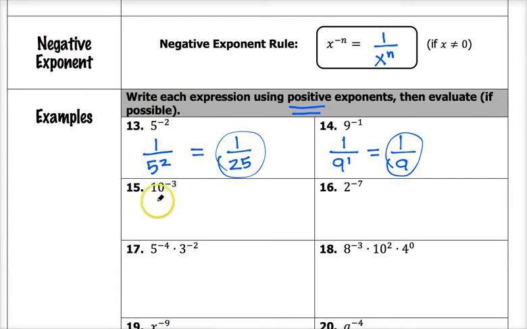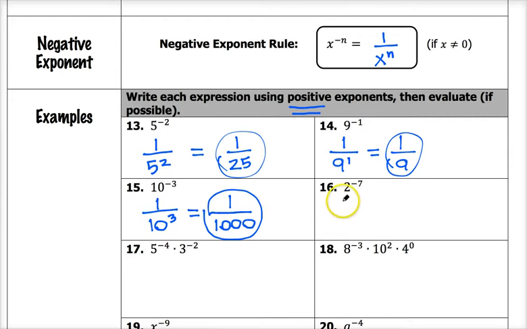15, 10 to the negative 3rd power. I'll use my rule to rewrite this as 1 over 10 to the positive 3 power, or 1 over 10 cubed. 10 cubed is 10 times 10 times 10. 10 times 10 is 100, and times another 10 is 1,000. So this becomes 1/1000th.